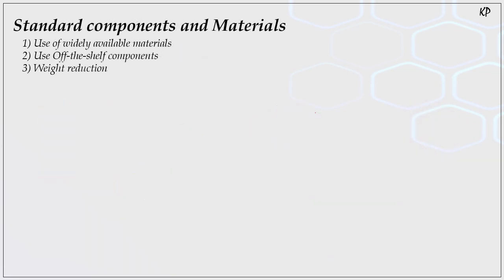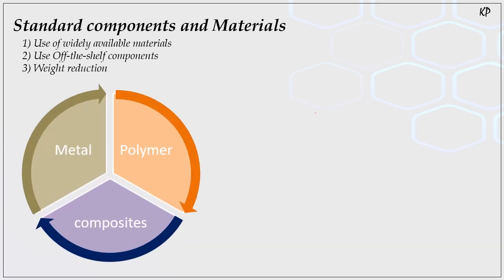Second stage, standard components and material. In today's world, we have a lot of materials available: non-metallic, metallic, composites. From these standard materials which are available in the market, you can select a suitable material as per your functionality, as per your cost, and the availability in the market.